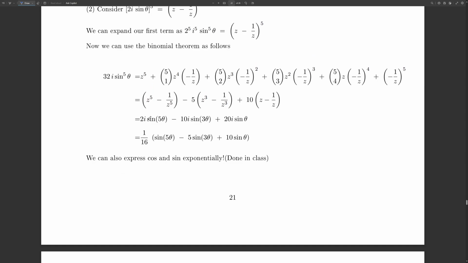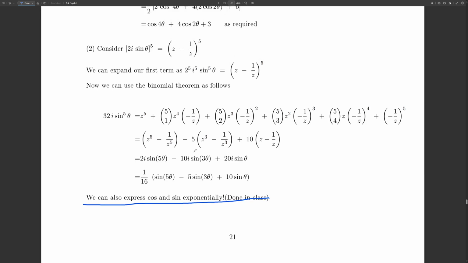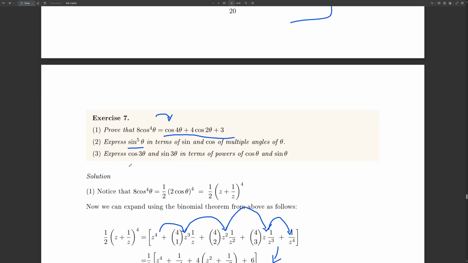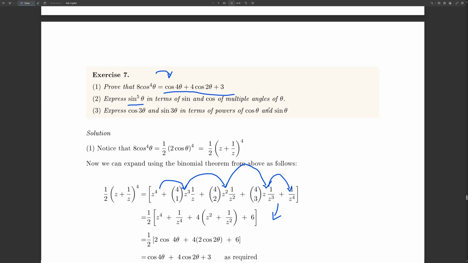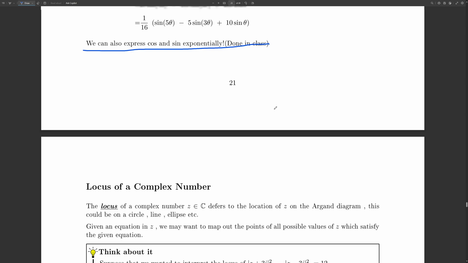So when I do that, I see that I have 2i sine 5 theta, I have 10i sine 3 theta, and I have 20i sine theta here, right? I divide over here by 32 in order to get this here. We can also express cosine and sine exponentially, and we could probably do this in our next class. So just review this, and I leave part 3. Maybe we can put it on the next assignment for you guys to try. It's just substituting using the binomial theorem.